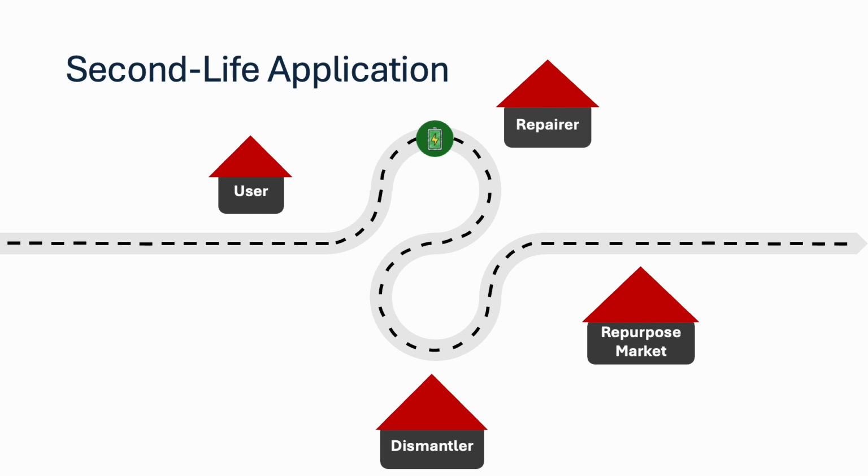If the battery is no longer suitable for automotive use, it is passed on to the dismantler. This decision is made by the repairer through the information from our data space. Based on construction data stored in the data space, the dismantler safely disassembles the battery. The extracted cells can then be sold via the repurpose market, for example, for use in a stationary storage system.